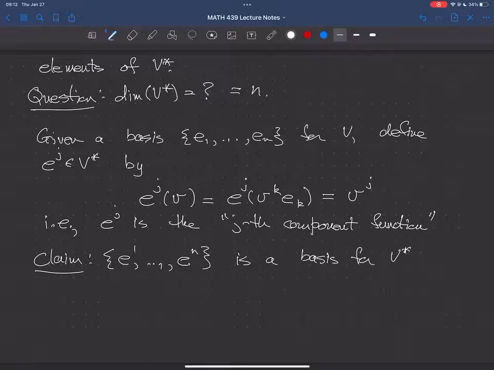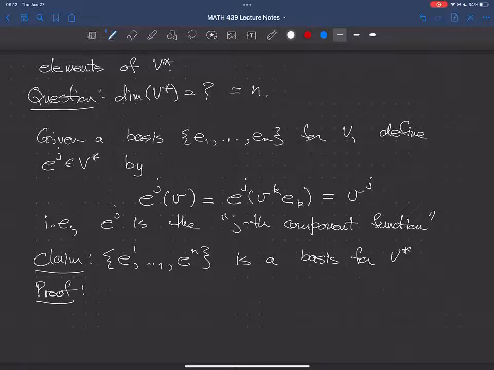And I get this collection of vectors, then a collection of vectors in the dual space, E super 1 up to E super n, and I claim that that's a basis. Okay, so let's prove that. So what do I need to do to show that it's a basis? I need to show that it's linearly independent, and I need to show that it spans V star.